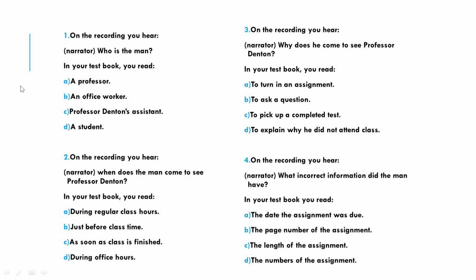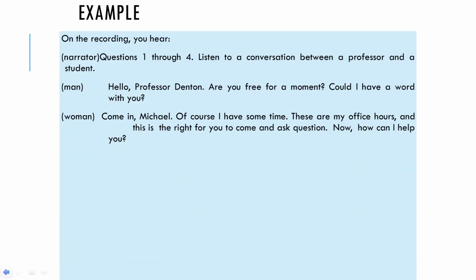In part B, one longer conversation will be followed by several questions. There are usually 8 questions in part B. So one longer conversation is followed by 4 questions, and there will be another longer conversation, which is also followed by 4 questions. Now let's go back to the key strategies in part B.